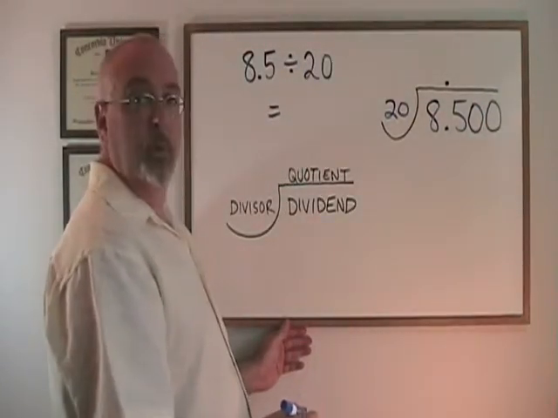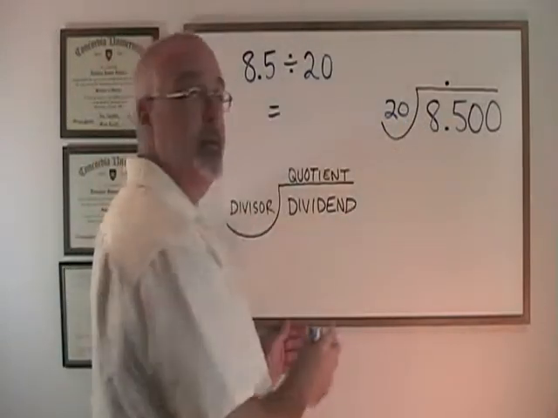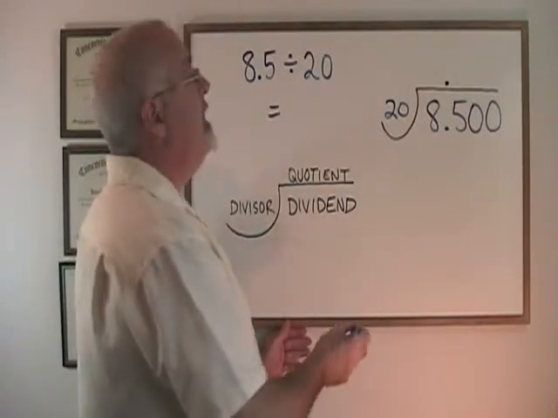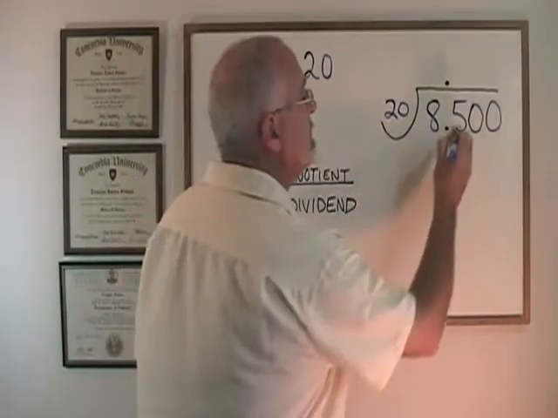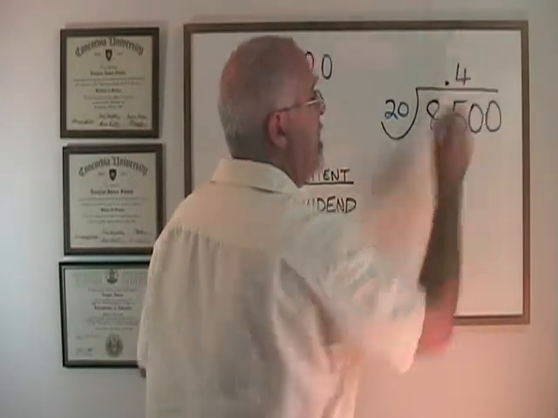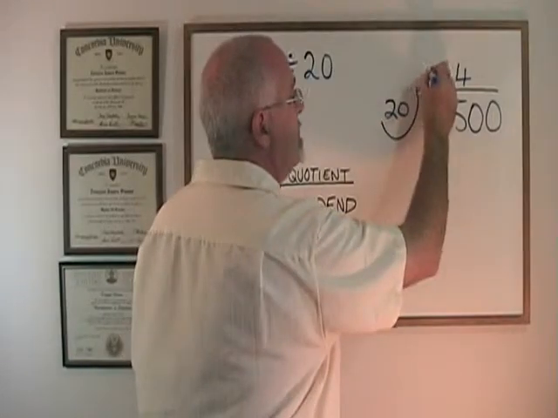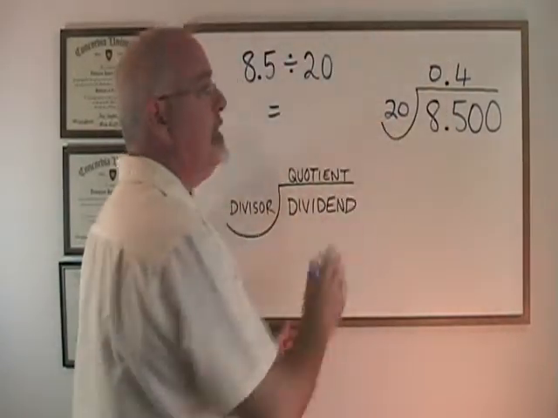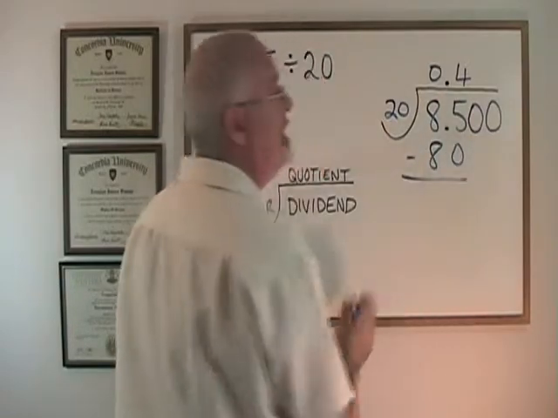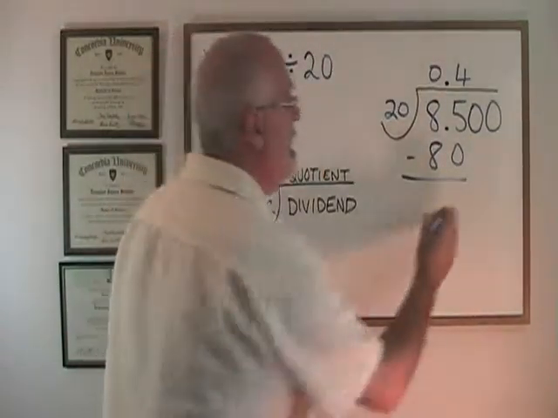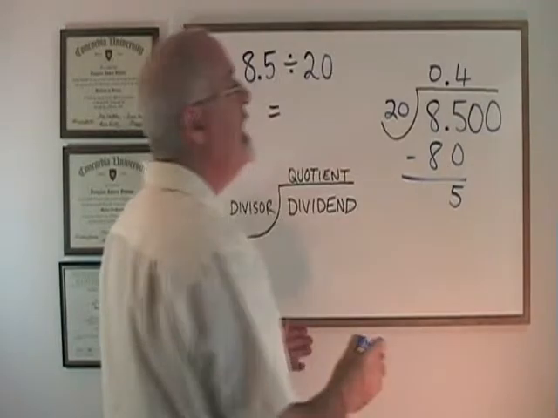And I ask myself the question, does 20 fit into 8? No. Does 20 fit into 85? Yes. 4 times with some left over. I write the 4 here. I have to write a 0 here. And 4 times 20 is 80. I write 80 and I subtract. 85 minus 80 is 5.